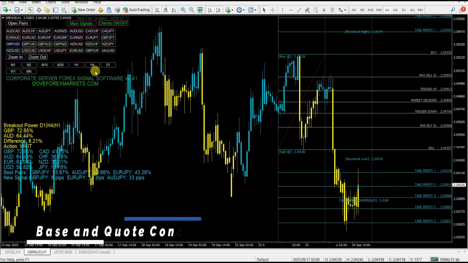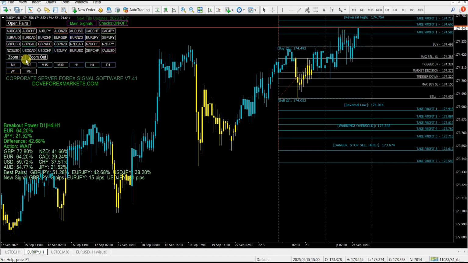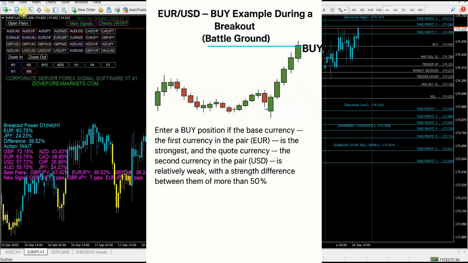Allow me to take you back to our Forex school. Just a very quick reminder: what is the base and what is the quote? The base is the first listed currency in the currency pair. If we look at Euro Japanese yen, Euro is the base currency because it's the first listed currency in the currency pair. The quote is the second listed currency in the currency pair.